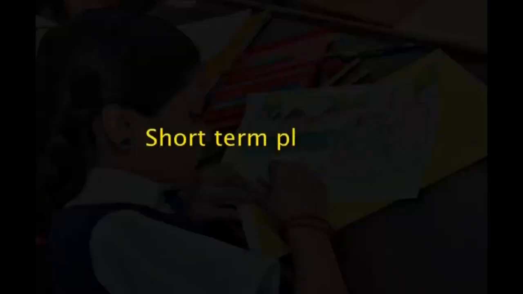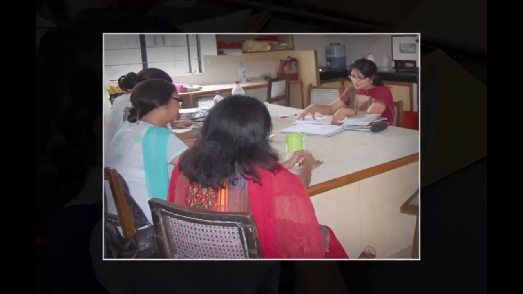Then, after knowing about the long-term planning for early childhood education programs, let us now move on to see what the short-term planning is. The weekly and daily planning is referred to as the short-term planning. Each day's planning should be detailed.